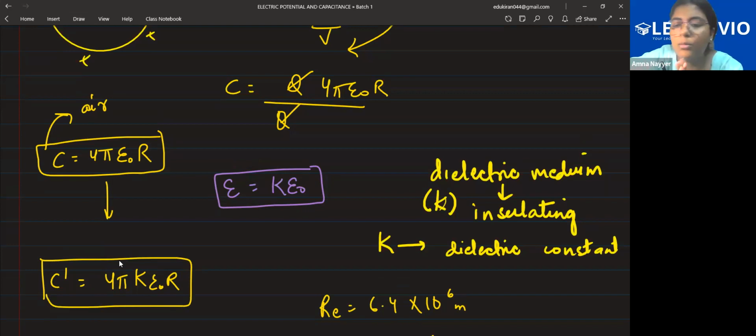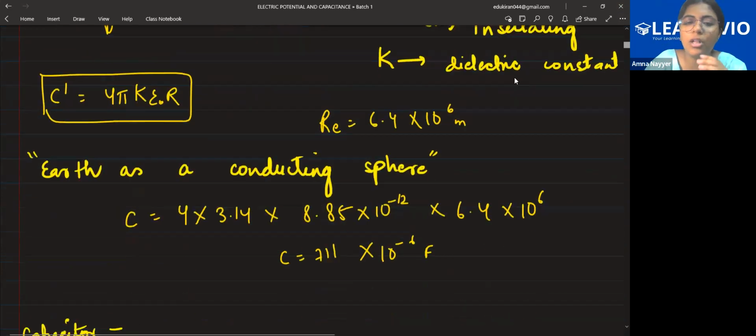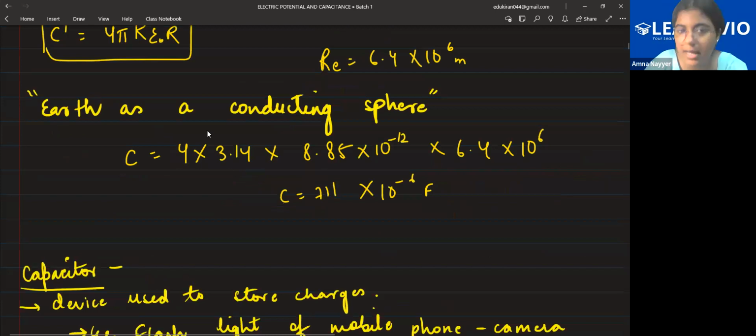Now, one thing class, if the formula of C is 4 pi epsilon naught R, suppose I consider Earth as a conducting sphere. If I'm considering Earth as a complete sphere, it means the radius of Earth has to be put: 6.4 into 10 to the power 6 meters. So C is equal to 4 times pi, 3.14, times epsilon naught, 8.85 into 10 to the power minus 12, times 6.4 into 10 to the power 6.